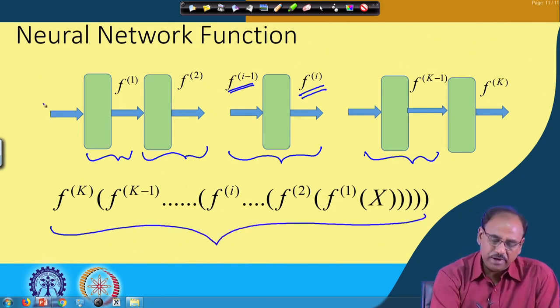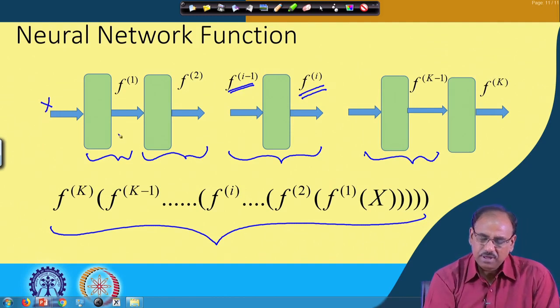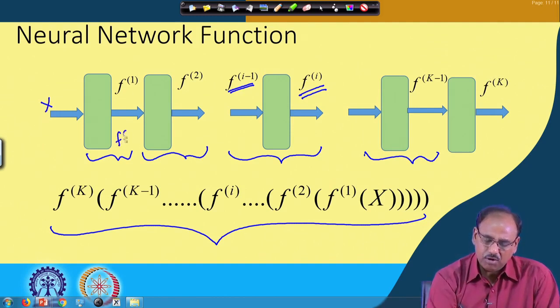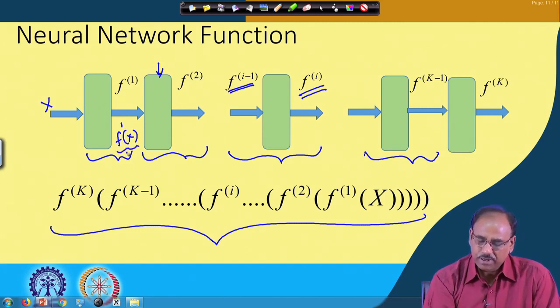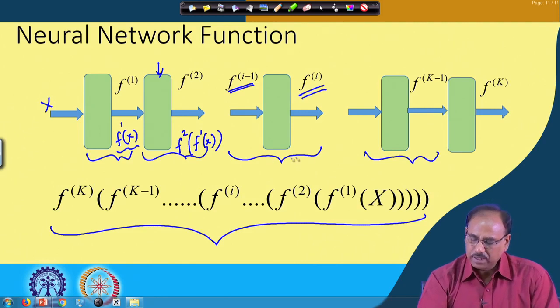So, if my input vector is x, the first layer computes f1 of x. This f1 of x is input to the next layer, which computes f2 on this f1 of x. That means this layer computes f2 of f1 of x. And this way it continues.